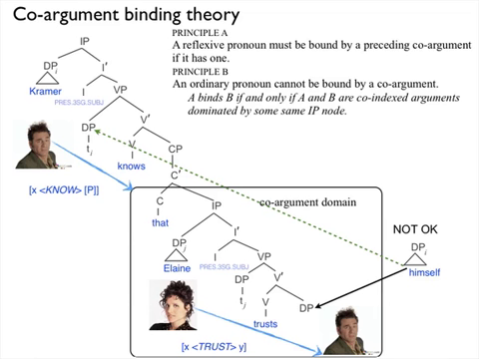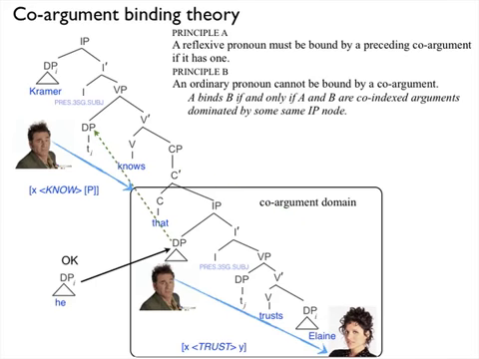Notice how I'm saying this, right? If I have a co-argument, then I need to be bound by a co-argument that precedes me. I need both of those things to be satisfied in order to be okay. So I'm collapsing things that I put earlier.